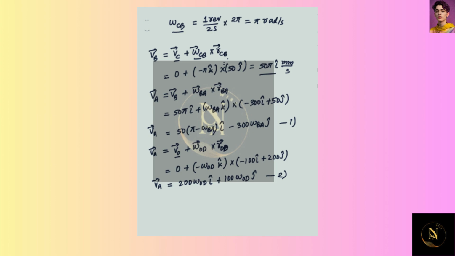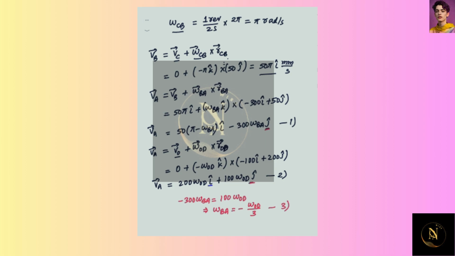Now we can equate the j cap components in equations 1 and 2 to get minus 300 omega BA equals 100 omega OD. So from here we get omega BA equals minus omega OD by 3. This is our equation number 3.